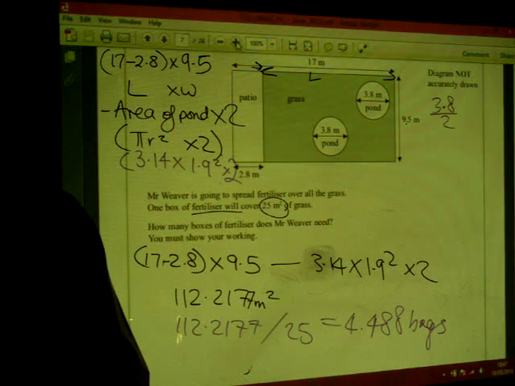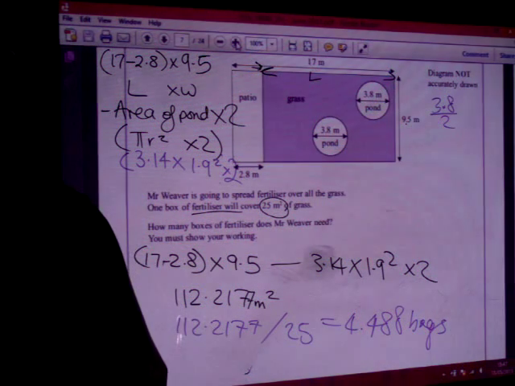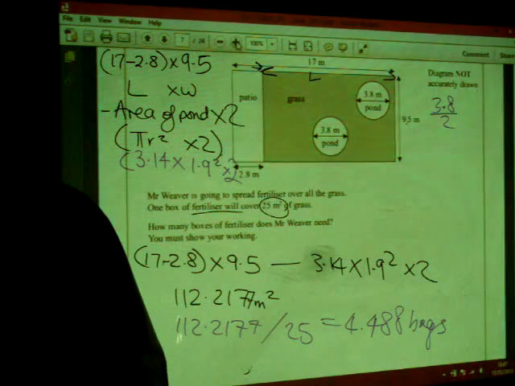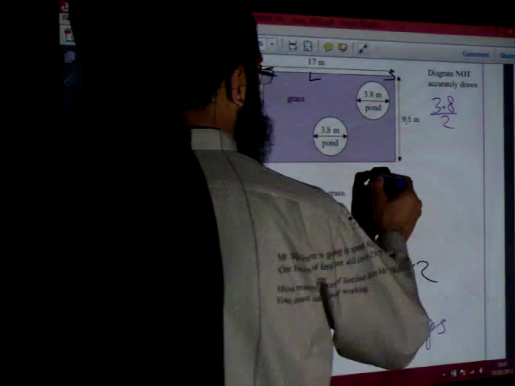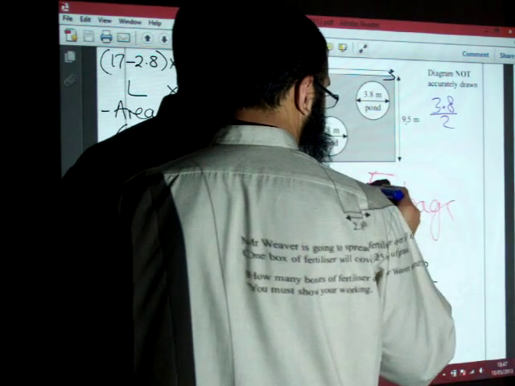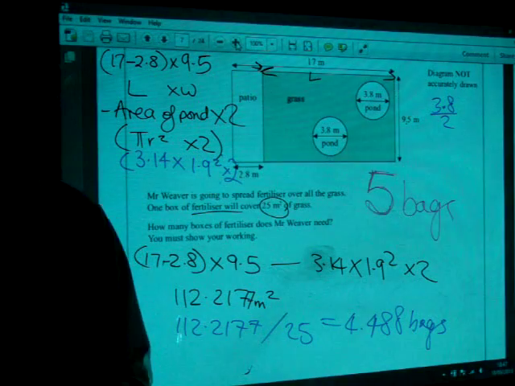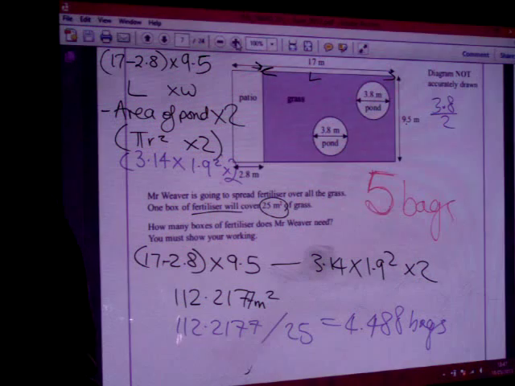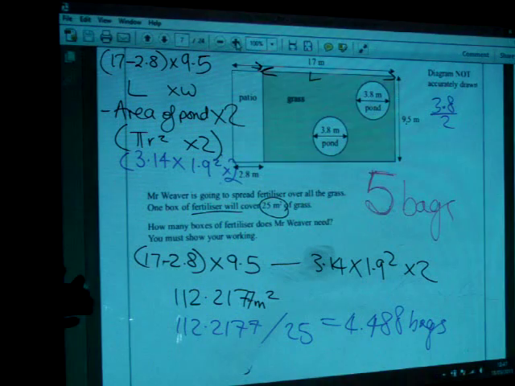4.488 bags, but can you buy in reality 0.488 of a bag? No. So if you need that many bags, how many bags do you actually purchase? 5. Correct. So we actually got to purchase 5 bags. We got to round it up because we can't buy that much. Can't buy a fraction of a bag. We've just got to buy the next bag. Okay, we're happy with that calculation.